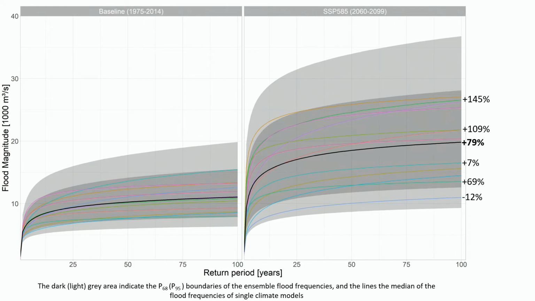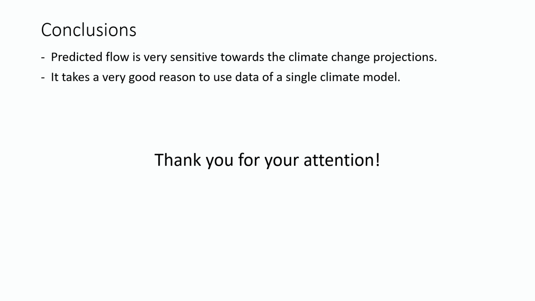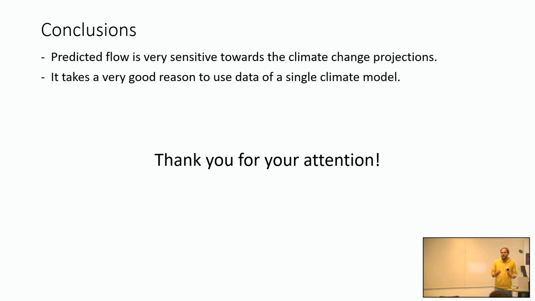To conclude, the predictions that our hydrological model gives us are very sensitive to the climate projection that we use to run the model. So it takes a very good reason to select a single climate model over other models. If we don't know which model works best in our area or for our research objective, we should simulate an ensemble to predict the uncertainty that is related to the climate projections. Thanks.